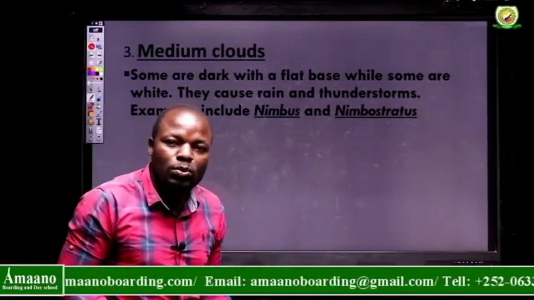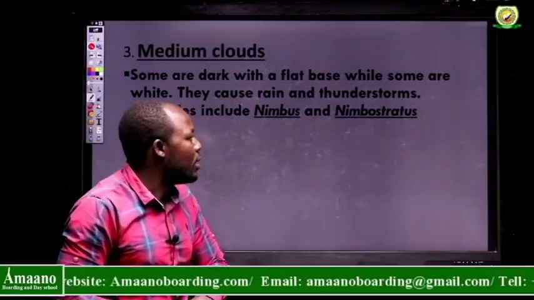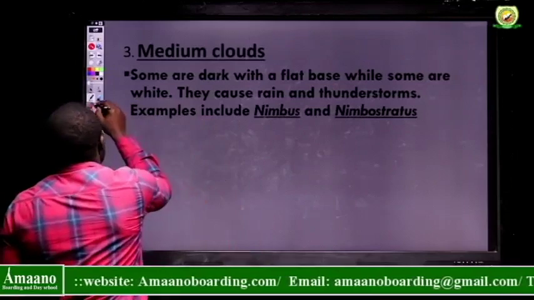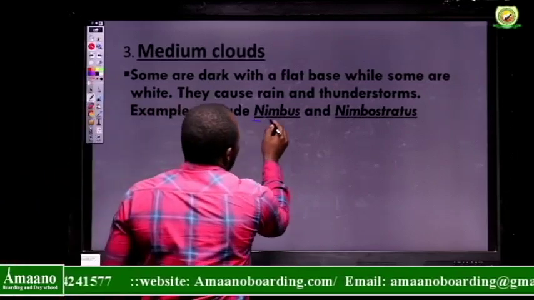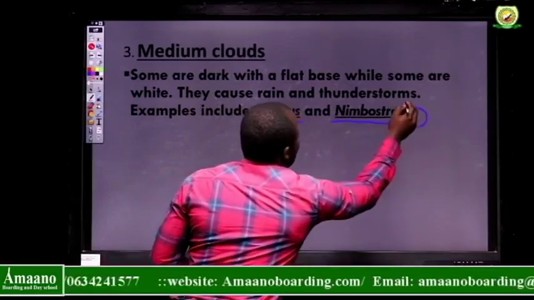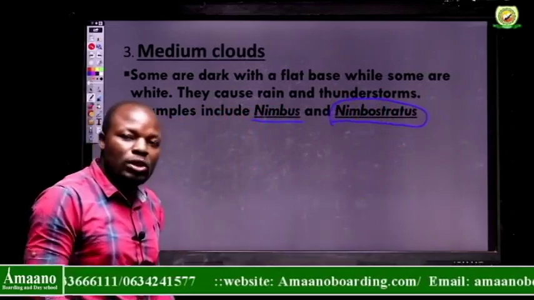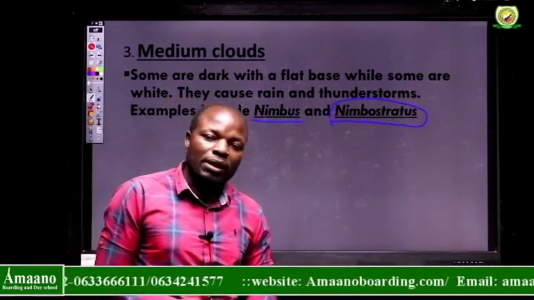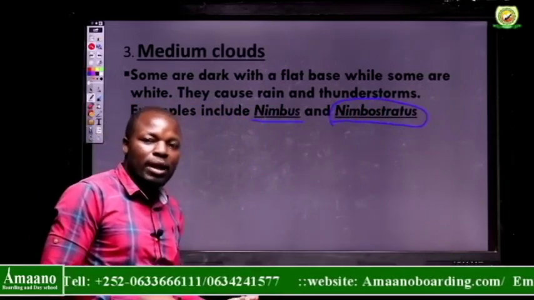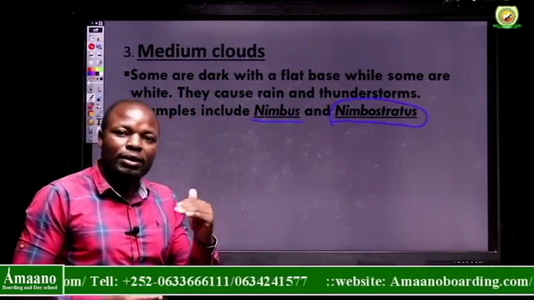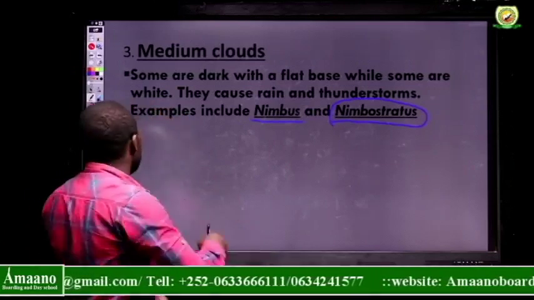One important thing you should know about them is that these clouds are responsible for thunderstorms and rain. They bring heavy rain. Examples include the nimbus and nimbostratus. Those are the two examples of the medium clouds. Some of them are dark gray in color, while others in appearance are white. Good.